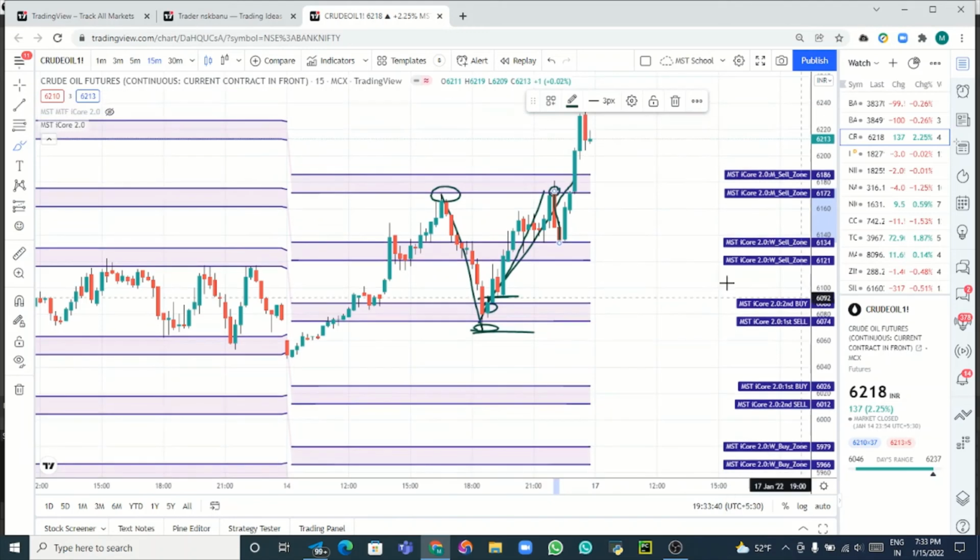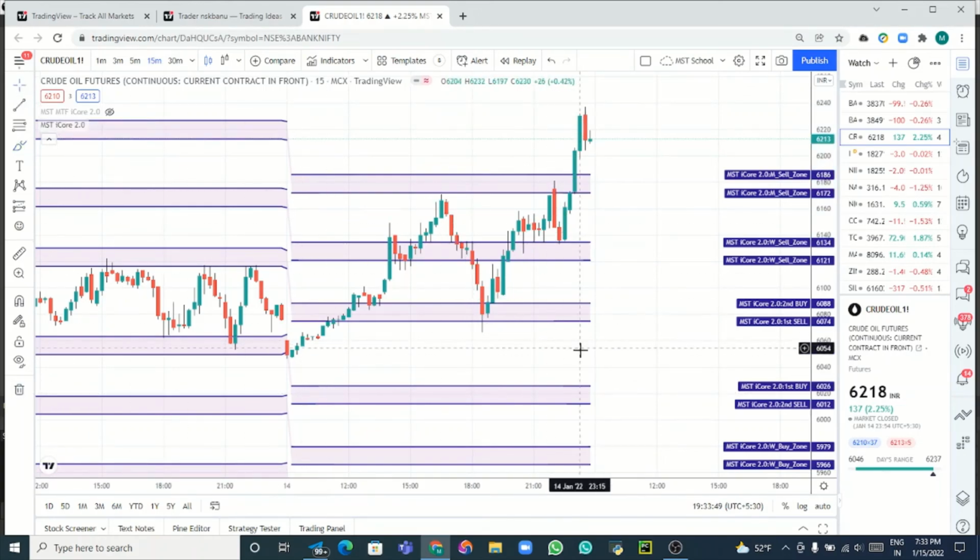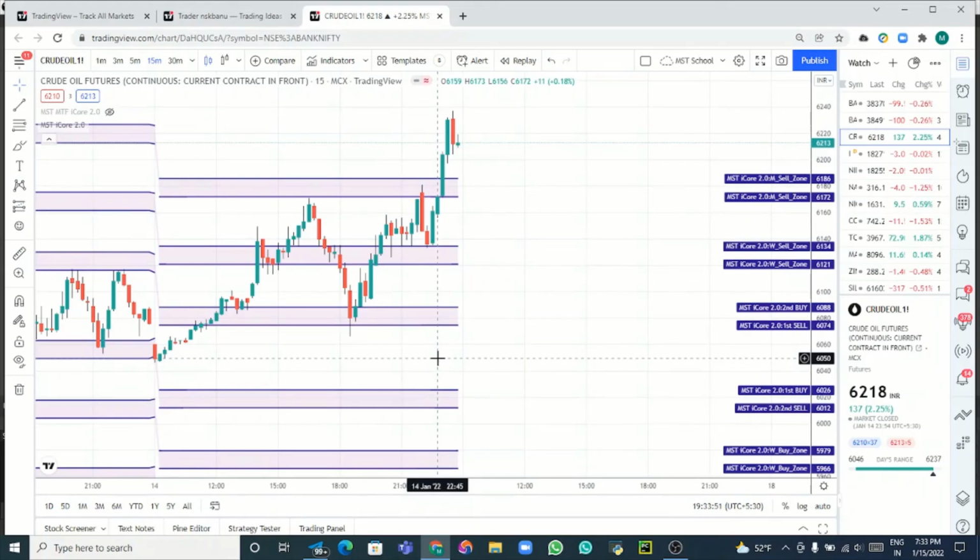Again in weekly, it has taken the support here, then it has given very good profit. So this is how we have to trade. If you apply a little bit of knowledge of price action, you can mint money by using this indicator.